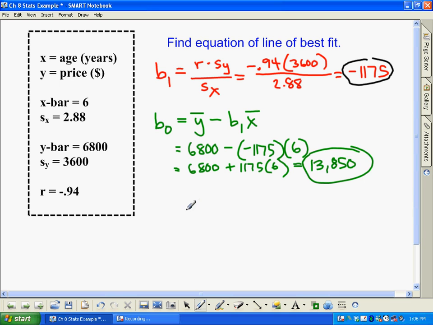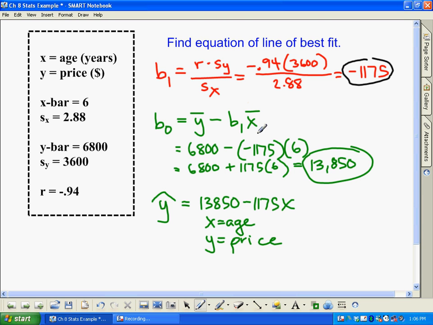Then what we want to do next is actually write out the equation. So we say y hat, because we're predicting y, equals our y-intercept, 13,850, and then it will be plus, I'm sorry, not plus, because what is our slope? Our slope is actually negative, excuse me there, so it should be minus 1,175 times x, where x is our age and y is our price. All right? So that's how you do it.